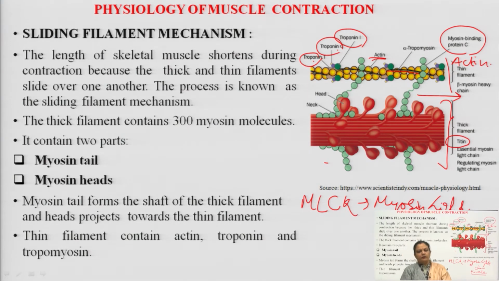The myosin, which is the thick filament, is composed of two parts. The first one is the myosin tail, the tail structure, and the second one is the myosin head, students. The detailed long longitudinal structure is the myosin tail, and the spherical one is the myosin head. Myosin tail forms the shaft of the thick filament and the head projects towards the thin filament.